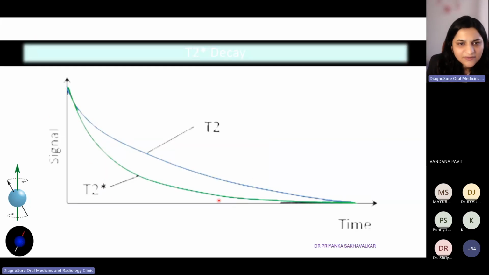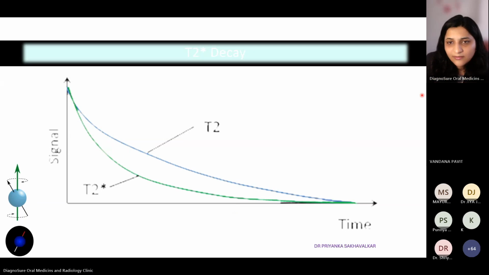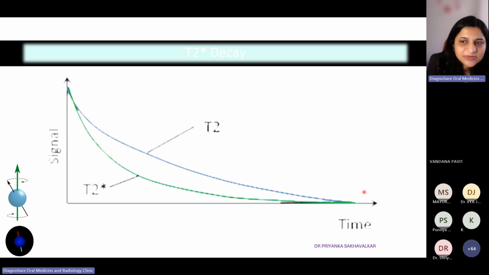So this is the graph. T1 is recovery and T2 is decay. T1 is recovery of the longitudinal magnetization and T2 is decay. What we just have seen has been described in this exponential curve, the T2 decay. So this is the T2 decay in the ideal curve, the ideal world.